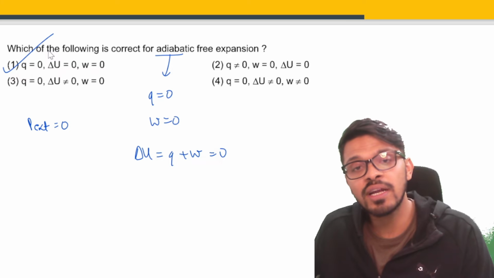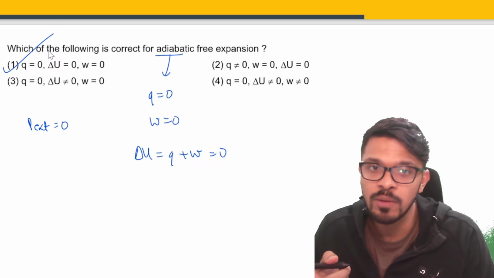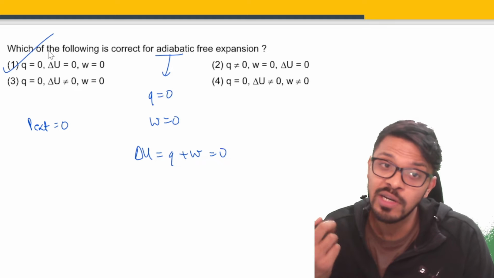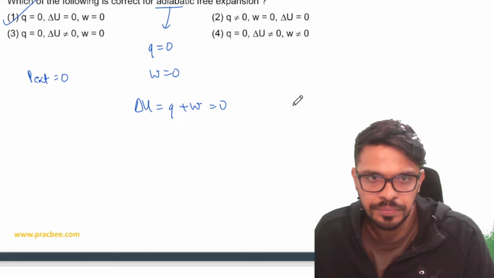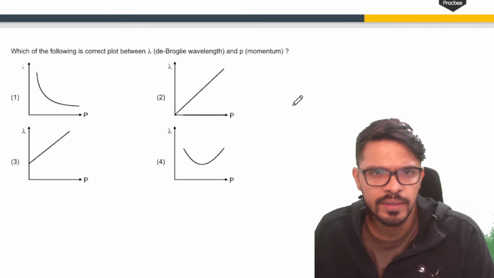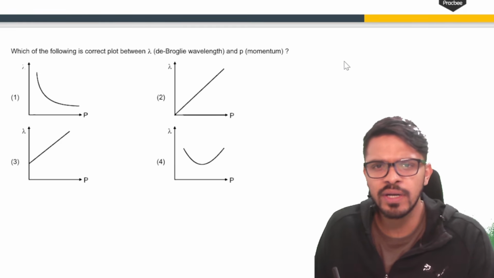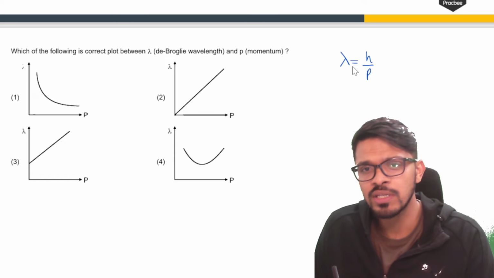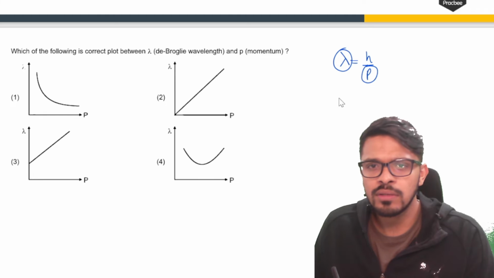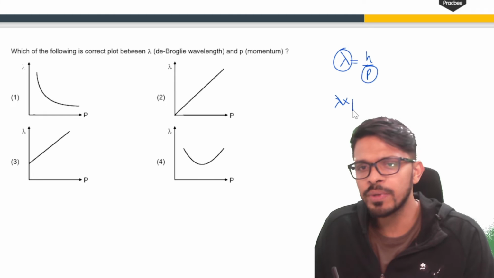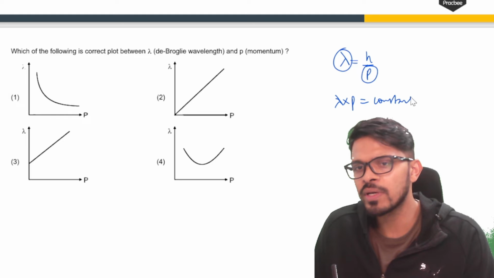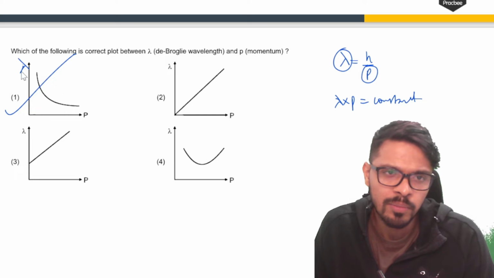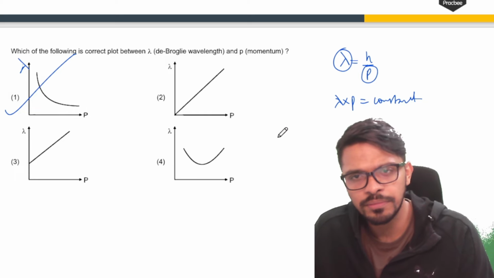That is why it is said that free expansion is adiabatic and isothermal at the same time. Right? Why isothermal? Because delta U is 0, so delta T would be 0. Right? Next is a plot between de Broglie's wavelength and the momentum, which is lambda equal to h by p. So this looks like lambda into p is constant. That means xy is equal to a constant, or a rectangular hyperbola, right? Lambda and p would be inversely proportional to each other.